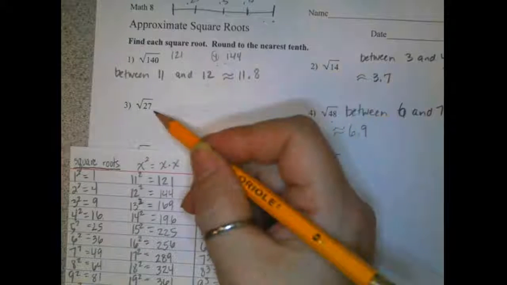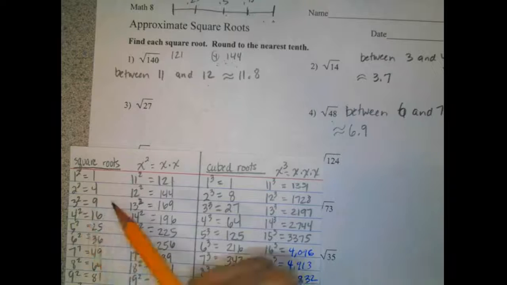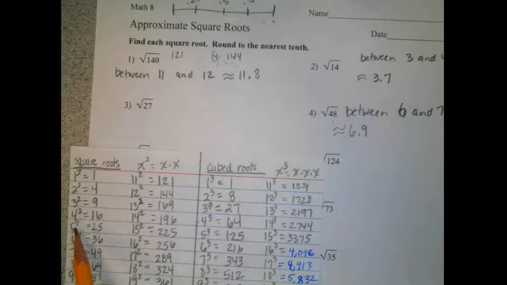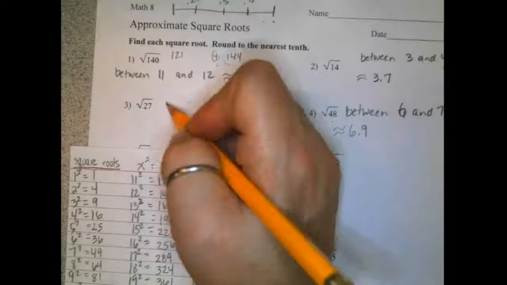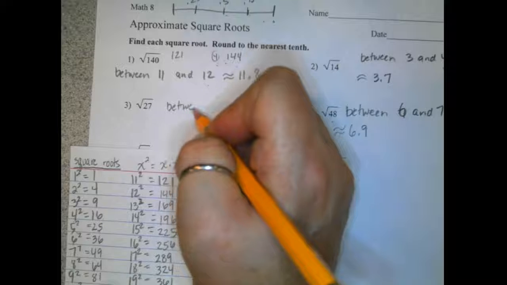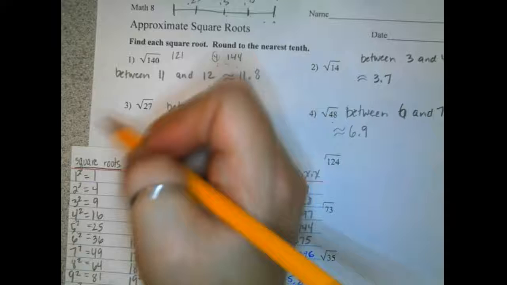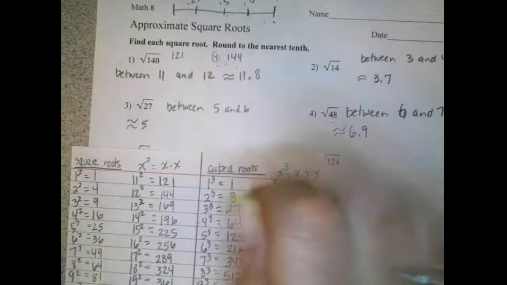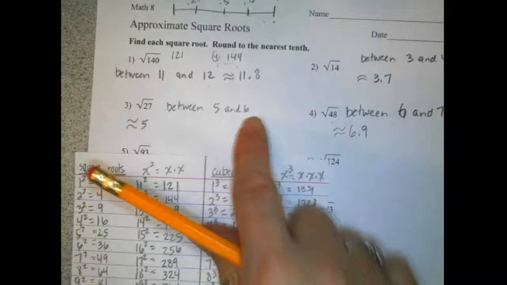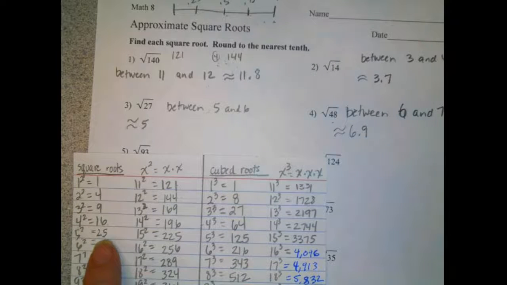Okay, so the square root of 27 is probably between 4 squared and 5 squared. But isn't 25 lower than 27? So probably between 5 squared and 6 squared, right? So it's going to be approximately 5, because 6 would take it too high, right? So 25 and 36 are the numbers that I'm looking at.